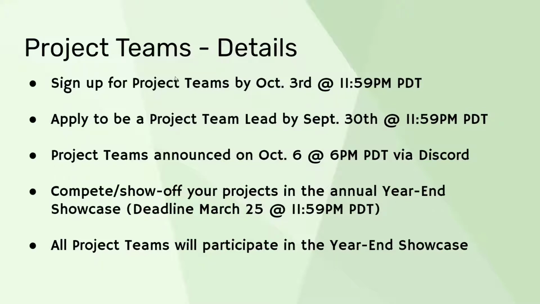After that, we'll make all the teams, and we'll reach out to let you know what team you're on October 6th at 6 p.m., and we'll tell you through Discord. We'll probably give every single person a tag specific to their team. So if you're on Team 4, you'll have the Team 4 tag. If you're on Team 5, you'll have the Team 5 tag. This is nothing new. It's the same thing that we did last year.